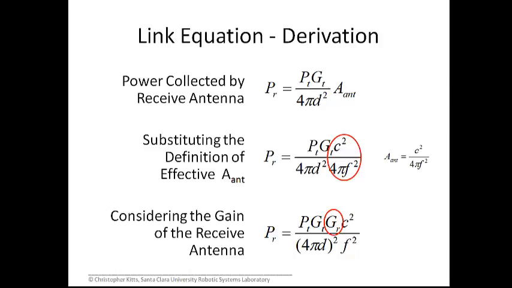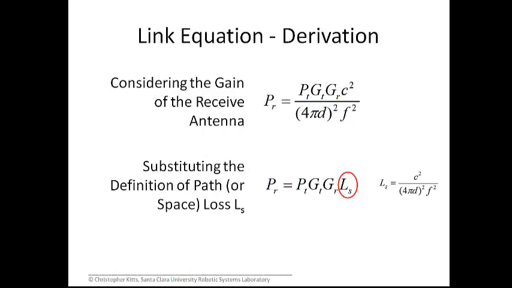And then I say, well, that was for an isotropic receive antenna. And just like we might have gain on our transmit antenna, we might have gain on our receive antenna. And so in the last line, we're putting that in as well. So now I still have an expression for the power received at my receive antenna. I'm going to take that bottom expression and move it to the top of the next slide.